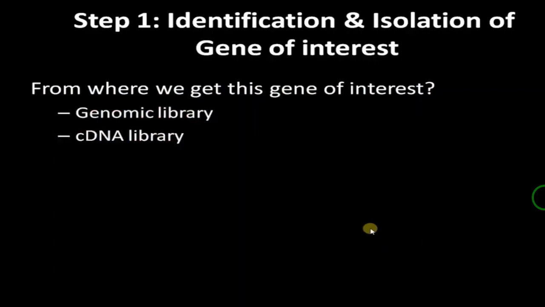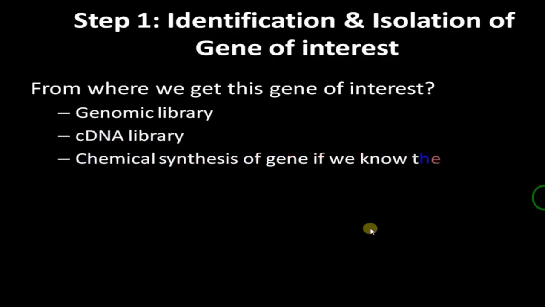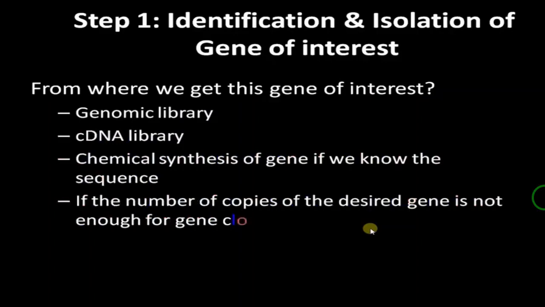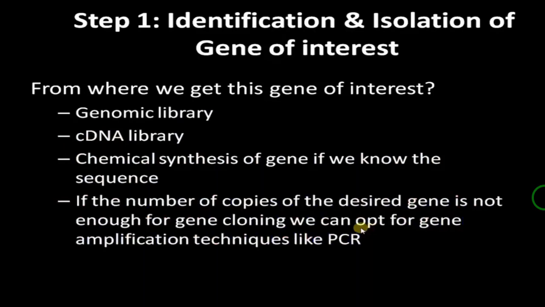Step 1, identification and isolation of the gene of interest. From where can we get this gene of interest? First, the genomic library, then the cDNA library, and chemical synthesis of the gene. If we know the sequence, and the number of copies of the desired gene is not enough for gene cloning, we can opt for gene amplification techniques like PCR, polymerase chain reaction. So from any one of these places we can collect the gene.